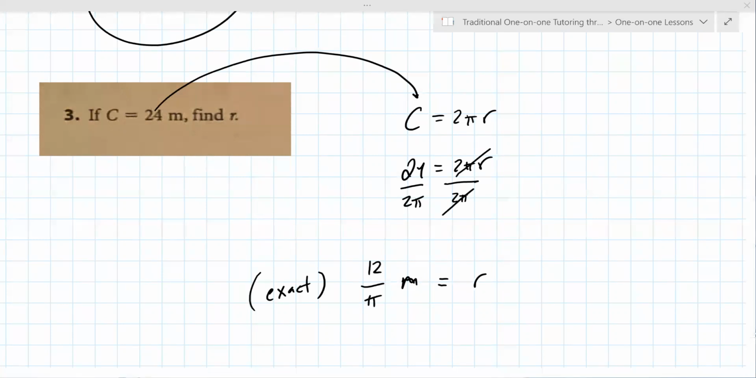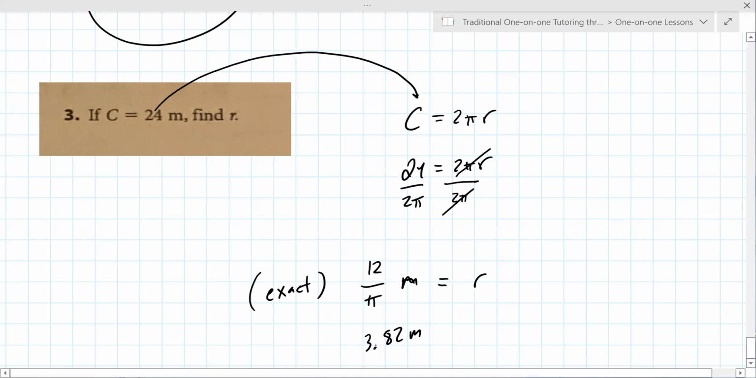And the approximate, you go to your calculator and you get 3.82 meters. And that's right because it's half of it, so I'd be dividing rather than multiplying in this scenario. Yes. Okay, we've got time to look at least one more here.